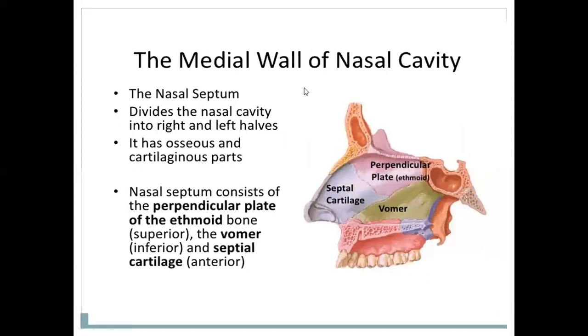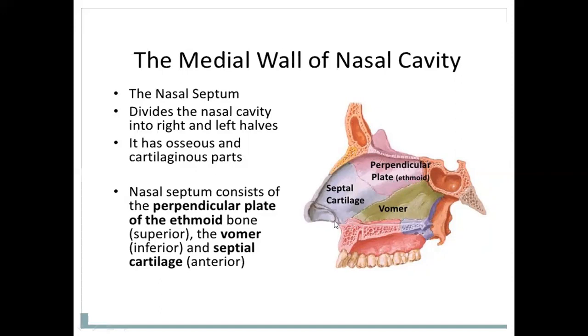Medial wall of the nasal cavity: the nasal septum divides the nasal cavity into right and left halves. It has osseous and cartilaginous parts. The osseous part is formed by the perpendicular plate of the ethmoid bone superiorly and the vomer bone. These two bones contribute the bony part of the nasal septum, and the cartilaginous part also forms the nasal septum.